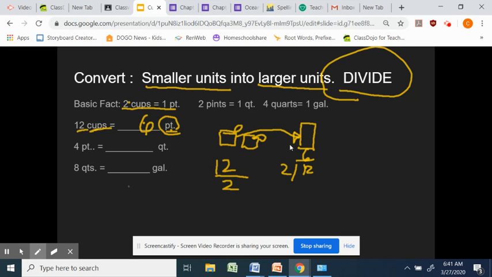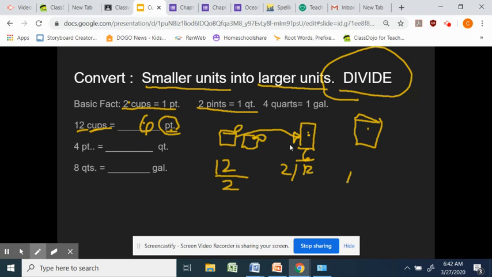Okay. So now here I'm asked to convert from pints to quarts. Now you know that a pint is smaller than a quart. So you are converting from a smaller unit of capacity to a large unit of capacity. So now again, we're going to know our basic fact that 2 pints is exactly the same as 1 quart.